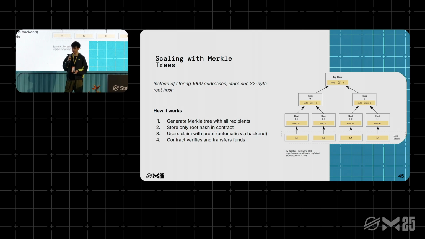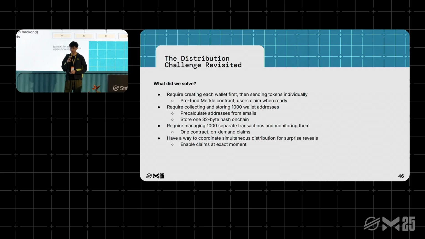Now, how do we leverage these deterministic addresses? Well, there's this really cool data structure called a Merkle tree. A Merkle tree lets you prove someone is on a list without storing the entire list. Using this data structure allows for turbocharged distributions with almost no limit to the number of people you pay at once.